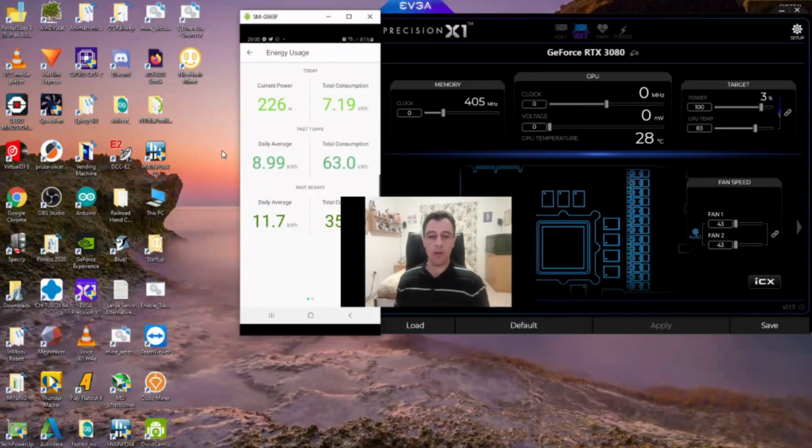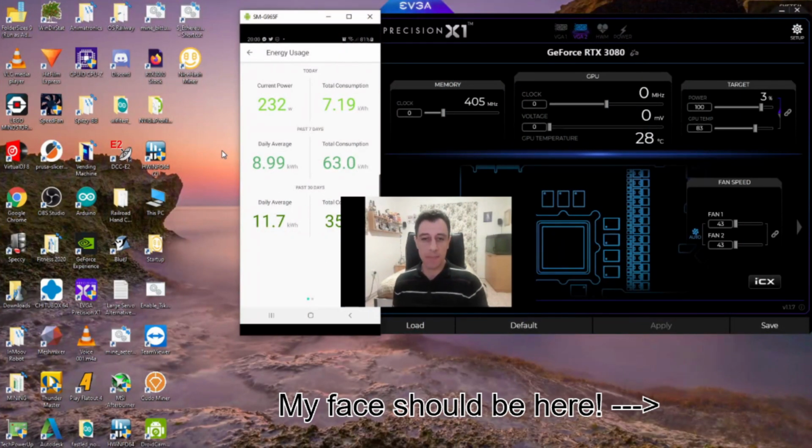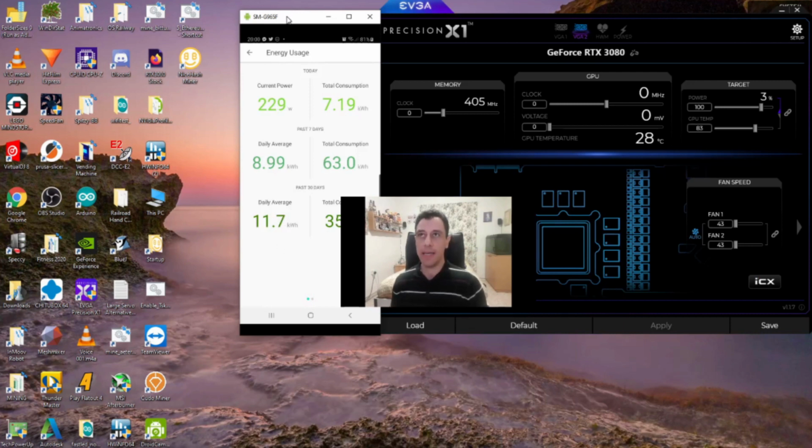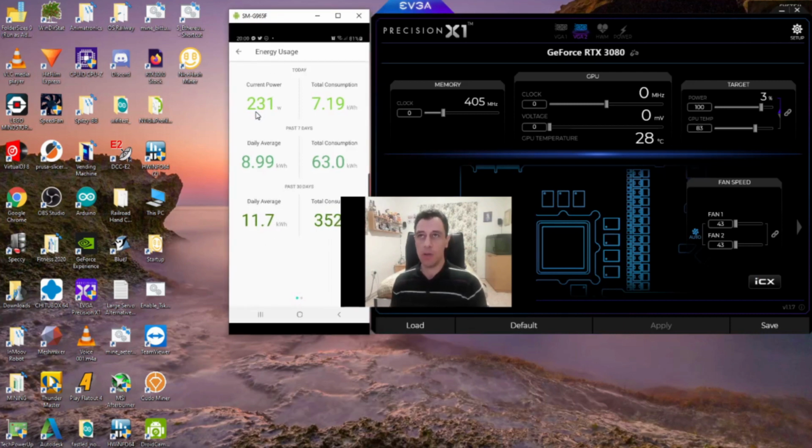Okay, so we've got the RTX 3080 Palit Gamerock in the system, and here I have my energy usage. So at the moment we're consuming 230 watts at all stock clocks, and obviously I'm not mining at the moment, so that's going to go up and we're going to see how much we can mine at stock clocks. So I'm going to go with Ethermine.